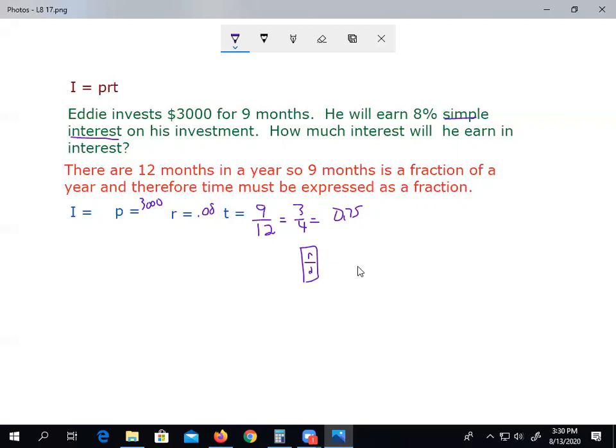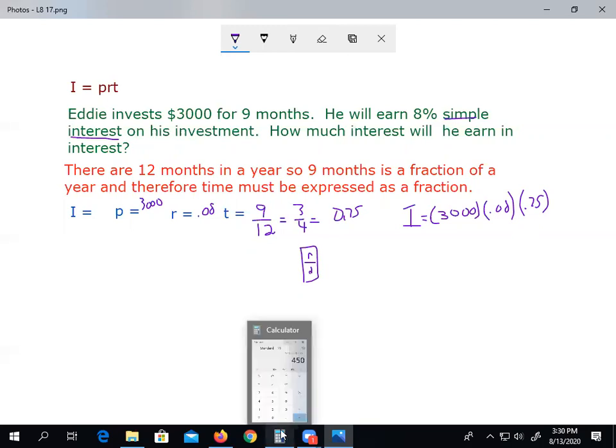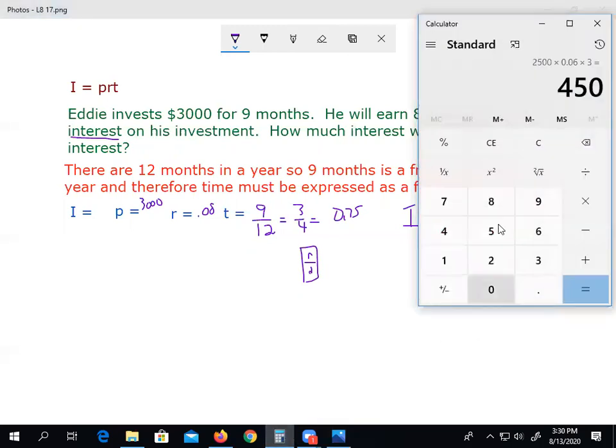So for me, my interest is going to be this 3,000 times 0.08. That's our interest rate. And the 9 months is actually going to be a fraction of a year, or in this case, I'm going to change it to a decimal. Its decimal equivalent would be 0.75. So I can put that in the calculator, and it should give us the interest that he made off of his investment.